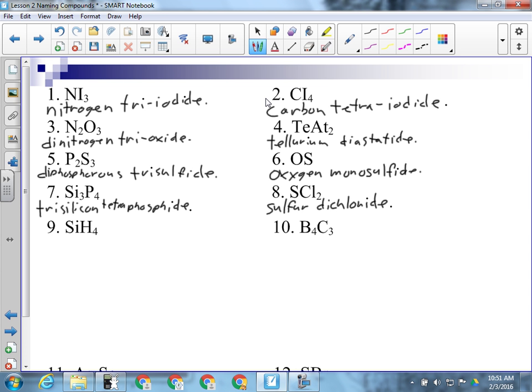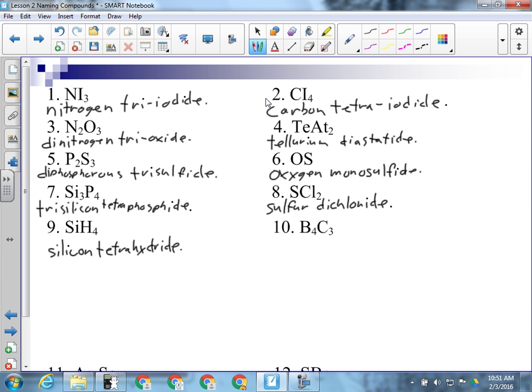Okay, for number 10, 1 silicone, 4 hydrogens. Okay, hydrogen's acting as a non-metal here because it's listed second, right? If it's listed first, this would be an ionic compound then. Okay, this is still molecular because it's listed second. So we've got silicone tetrahydride.